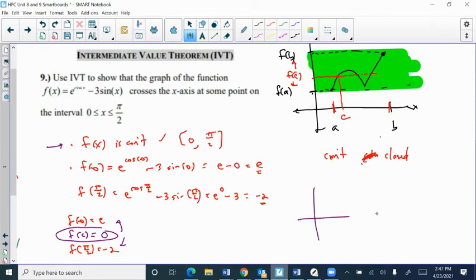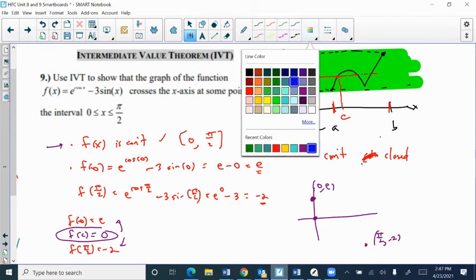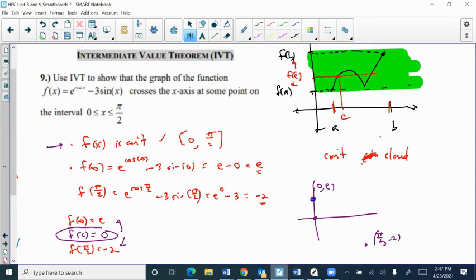Again, if I had this graph, I know I'm starting at (0, e), and I finish at (pi over 2, negative 2), wherever that's at. Because I'm continuous, there's no choice. I have to get from point A to point B. At some point, I've got to cross the x-axis. So there's f of 0. It crosses at some point, and guess what? That's in between 0 and pi over 2.